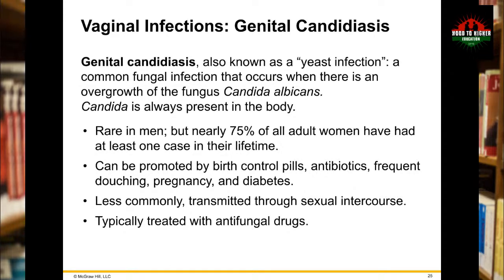So it's rare in men, but nearly 75% of all adult women have had at least one case in their lifetime. And this can be promoted by birth control pills, antibiotics. You know, birth control pills are known to disrupt the chemistry in a woman's body. So this could also lead to genital candidiasis, frequent douching, pregnancy and diabetes. When you douche too much, it disrupts the natural chemistry cleansing mechanisms that women naturally have. So, less commonly transmitted through sexual intercourse, typically treated with antifungal drugs.